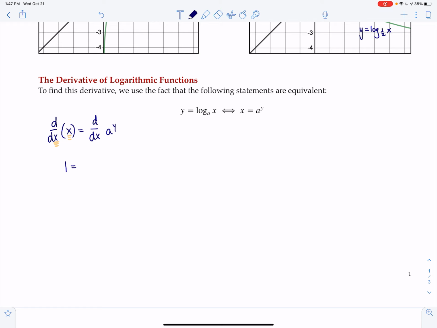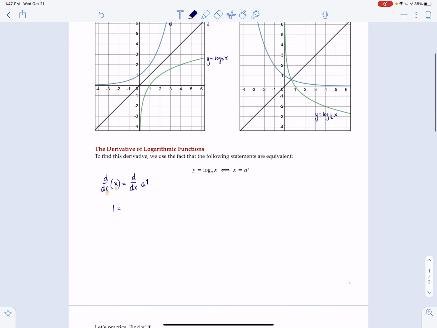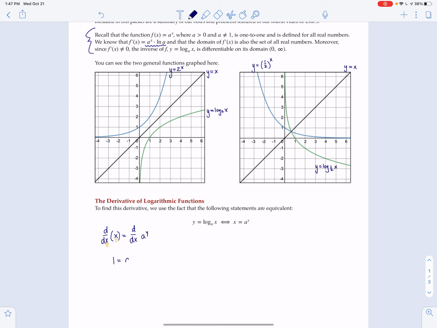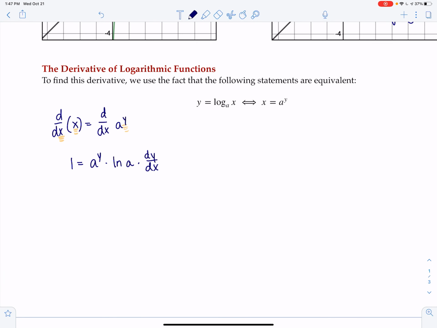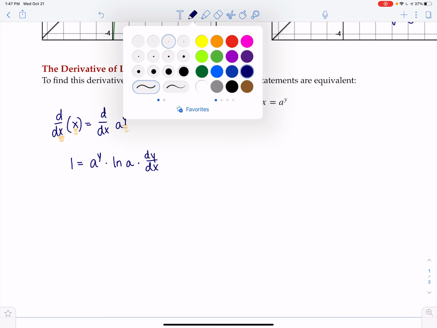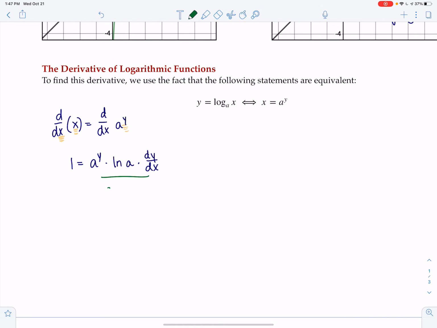And when I take the derivative of a to the y, there's a little more to it than that. But remember, it's in the rule up here if you need to see it, that is just a to the y times the natural log of a. But because we decided to use a different variable, we need to represent that chain rule with dy dx. That is actually a really good thing for us because we are looking to find out what dy dx actually is. Algebraically, there's only one more step here. I'm just going to divide both sides by a to the y times the natural log of a.